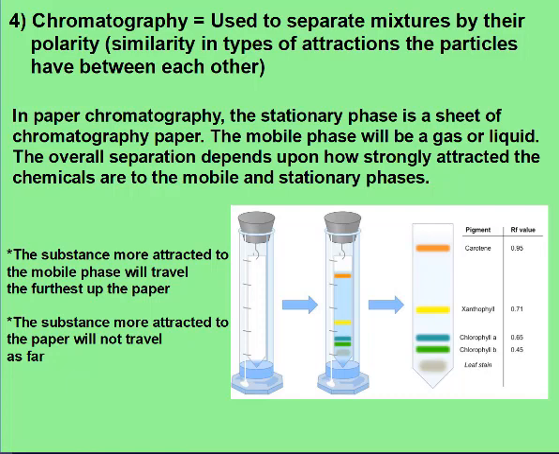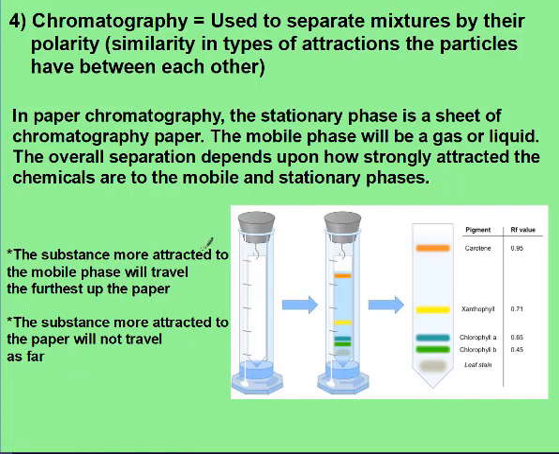So in chromatography, or at least paper chromatography, the stationary phase is a sheet of chromatography paper or filter paper. So here we can see the stationary phase. The mobile phase will be either a gas or a liquid. Majority of the time it'll be a liquid. The overall separation depends again on how strongly attracted the chemicals are for either the mobile phase, which is the liquid that's going to be moving up the paper, or the stationary phase, which is the piece of paper.